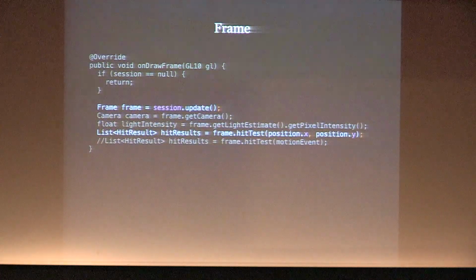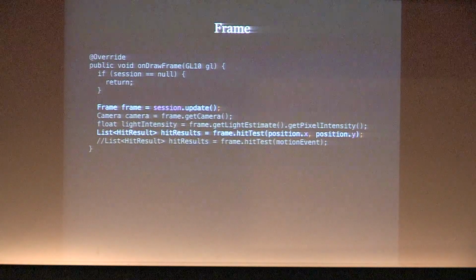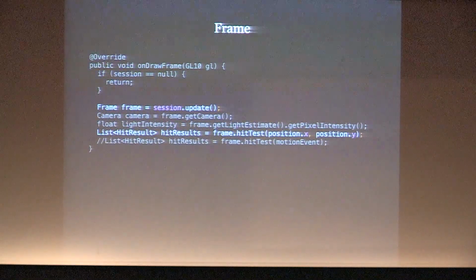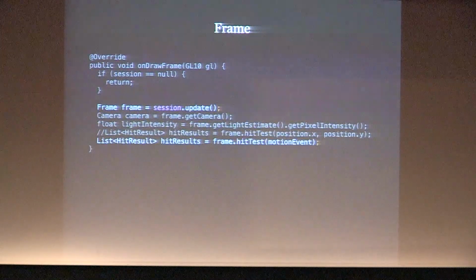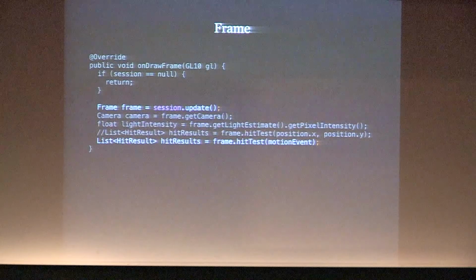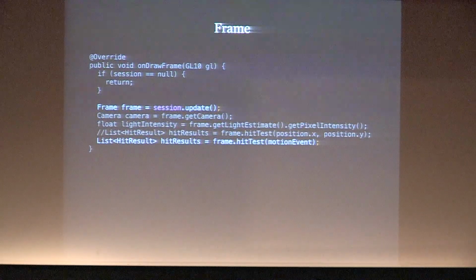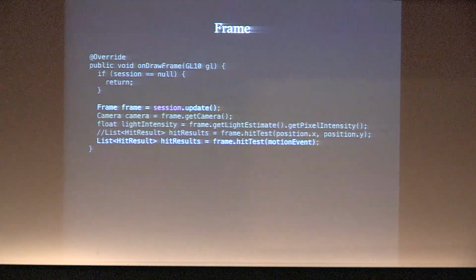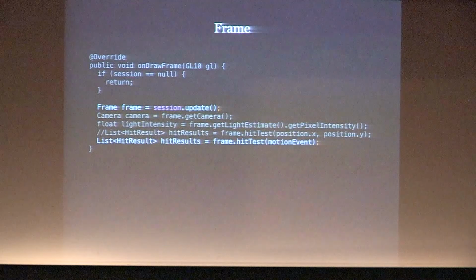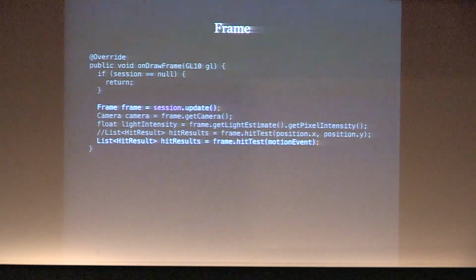The only thing that I would love to point out is that in order to get a list of hit results, you can provide X and Y coordinates, or you can provide a motion event. So basically, after the user touches the screen, what ARCore does is try to create a ray from that point of a motion event into a potential collision with a surface. That collision detection information is provided as part of hit results for you.